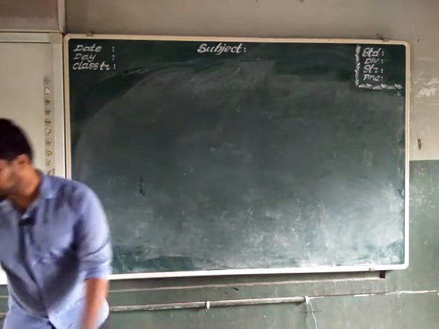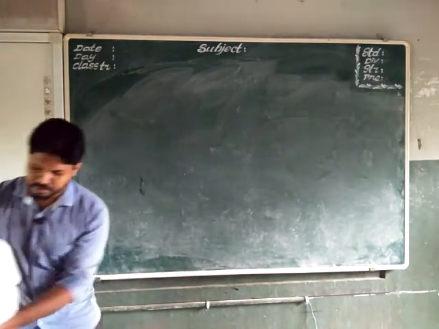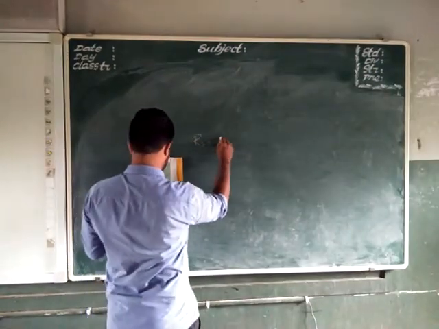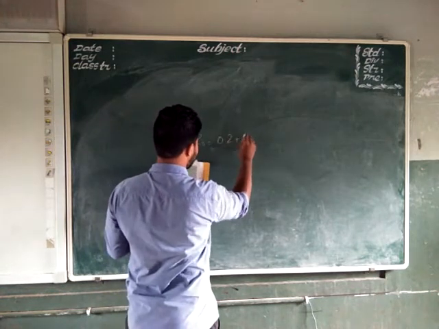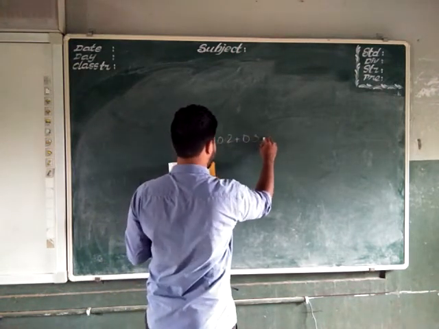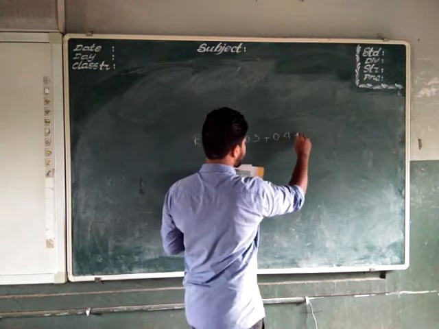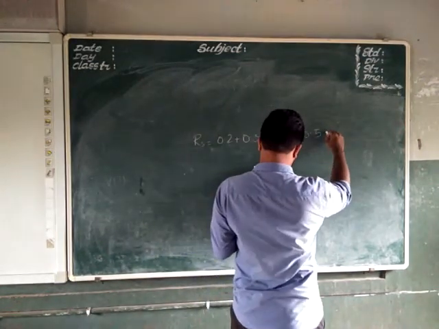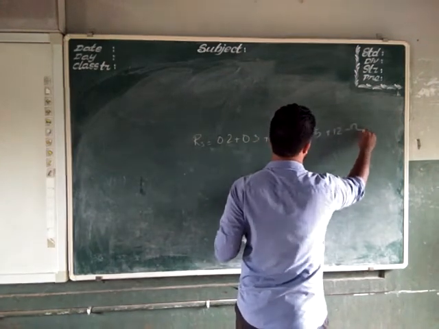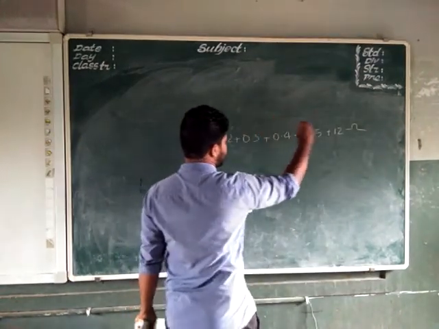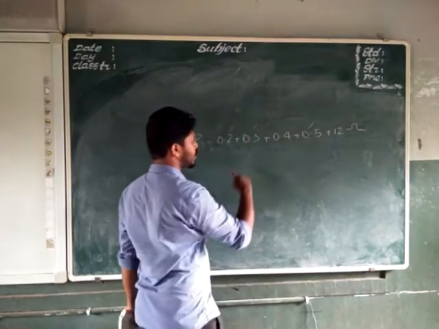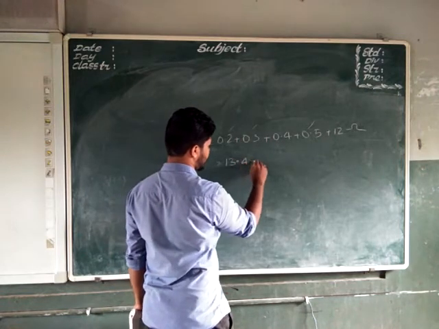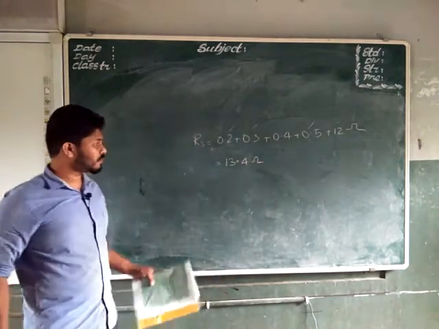So here you have to add the numbers. RS is equal to 0.2 plus 0.3 plus 0.4 plus 0.5 plus 12 ohm. 2 plus 3, 5, 5 plus 5, 10. That gives us 1 ohm. 12 plus 1, 13.4 ohm. So RS is equal to 13.4 ohm.